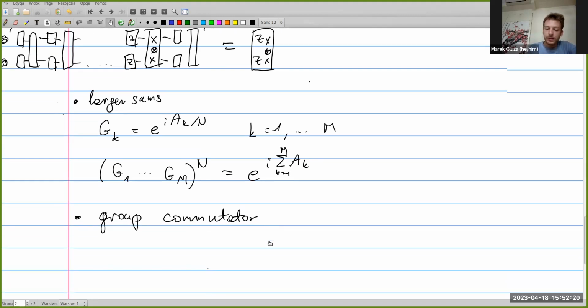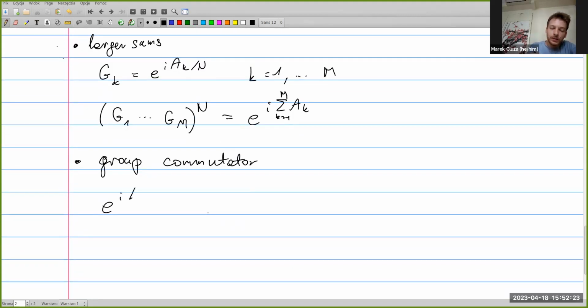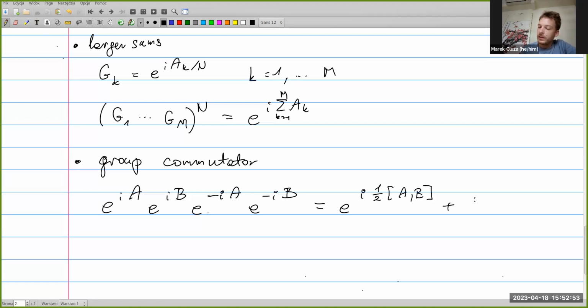And the group commutator is the following formula: e^{iA}, e^{iB}, and then something new comes in because we cannot endlessly just concatenate such operations. We need to do something interesting. And the interesting bit is inverting the evolution under A, and then we also invert the evolution under B. And what is this? This is the evolution under i times 1/2 the commutator of A and B, plus some error operator of this group commutator.